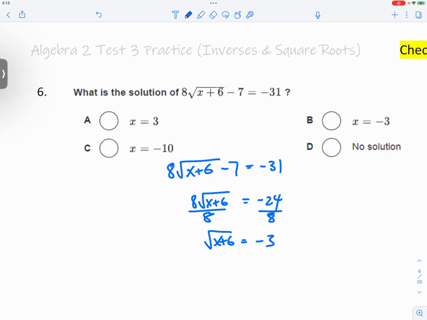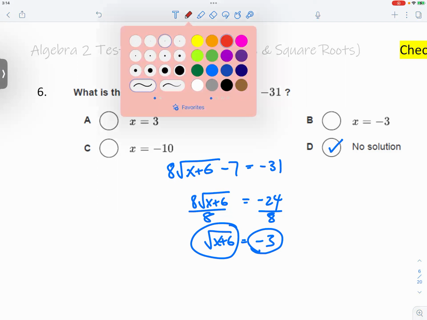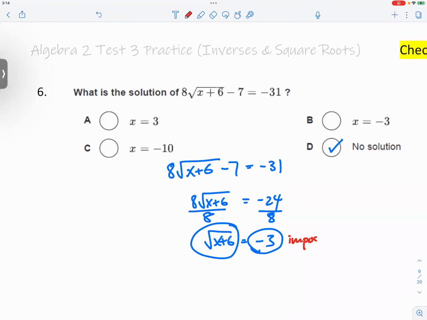Now, if you know what you're supposed to know, you can actually stop your work right here and choose your answer, because the answer is no solution. Okay. Now, how do we know that there's no solution? Well, there's something very obvious right in front of us, and that is the square root of anything has to be 0 or bigger. And the fact that the square root of something is equal to negative 3 is just nonsensical. It is impossible. Okay. It is very impossible for this to happen.